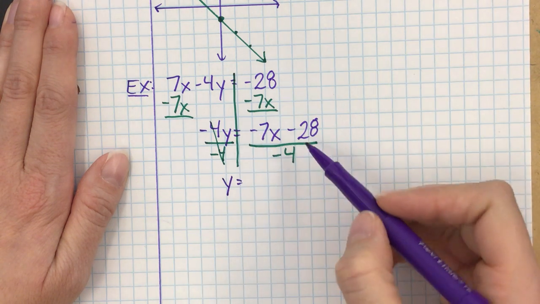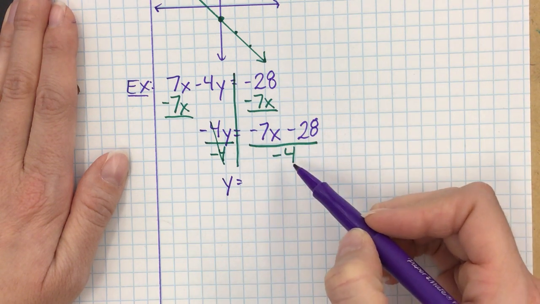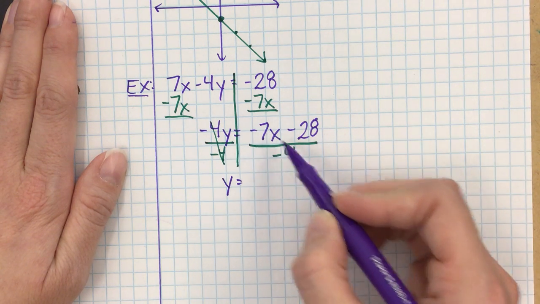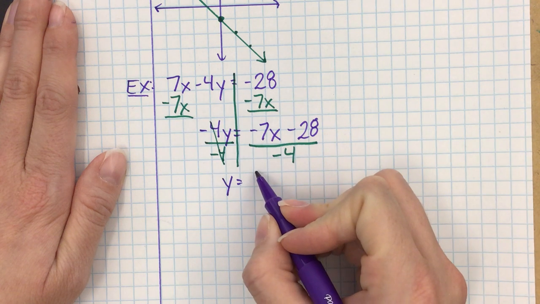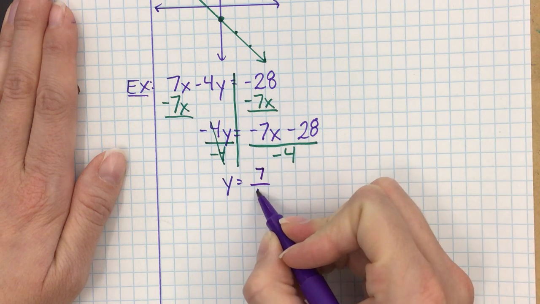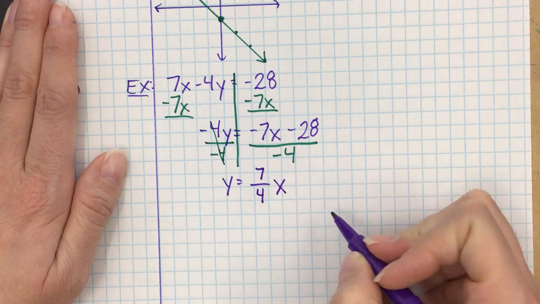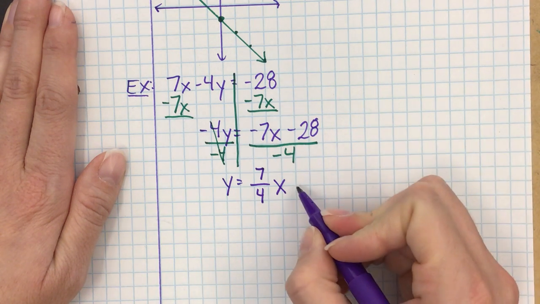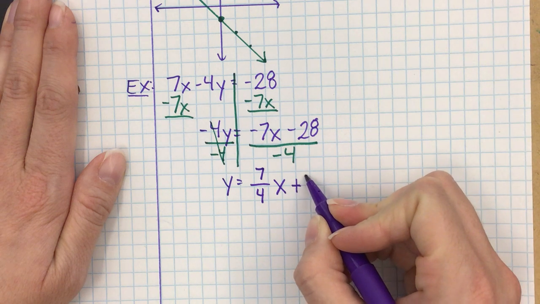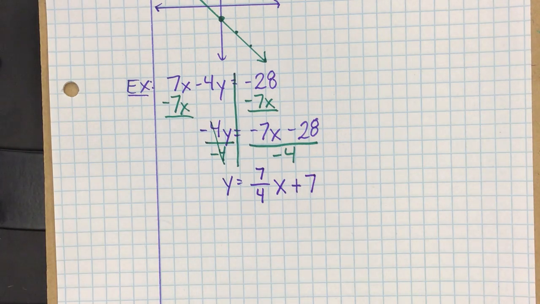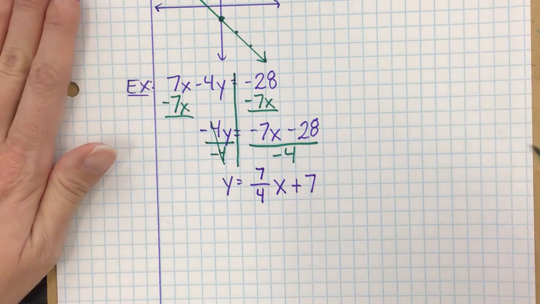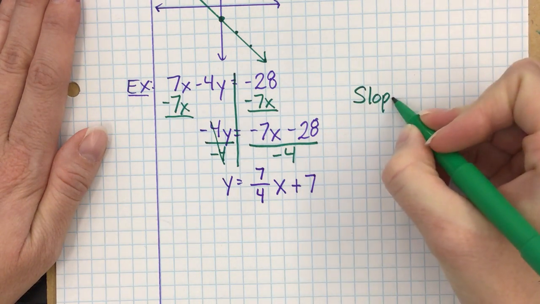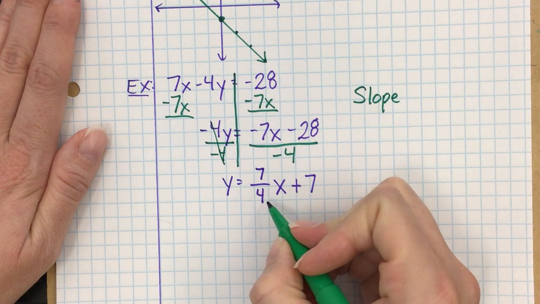And then this is like parentheses. You can distribute this to each thing. So negative 7x divided by negative 4 will be a positive 7/4x. Negative 28 divided by negative 4 is a positive 7. So what that means is my slope is 7/4.